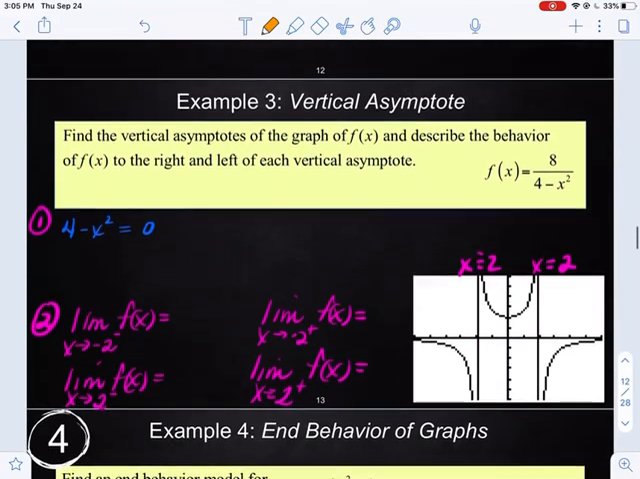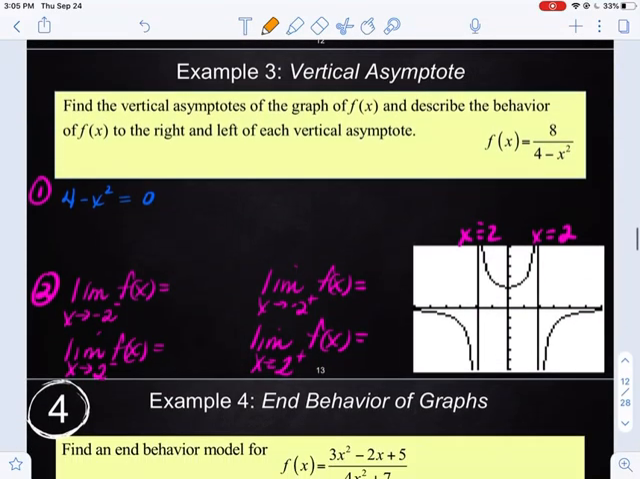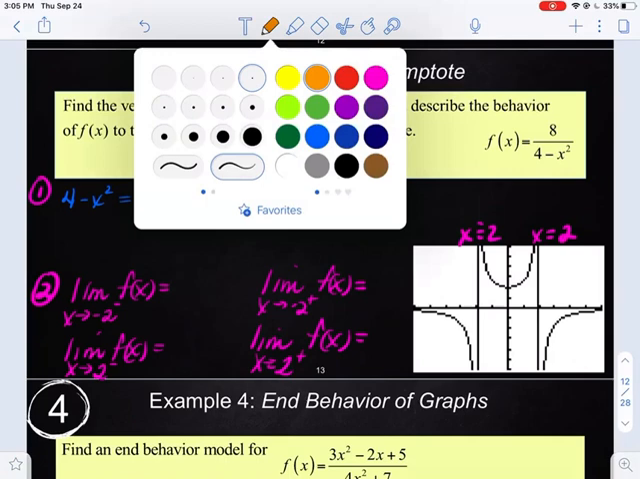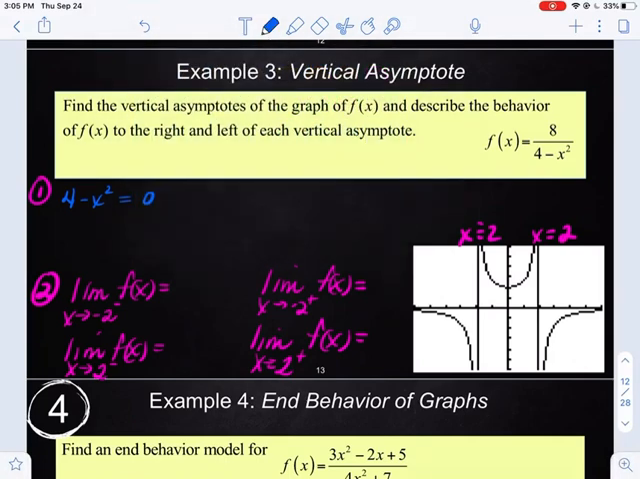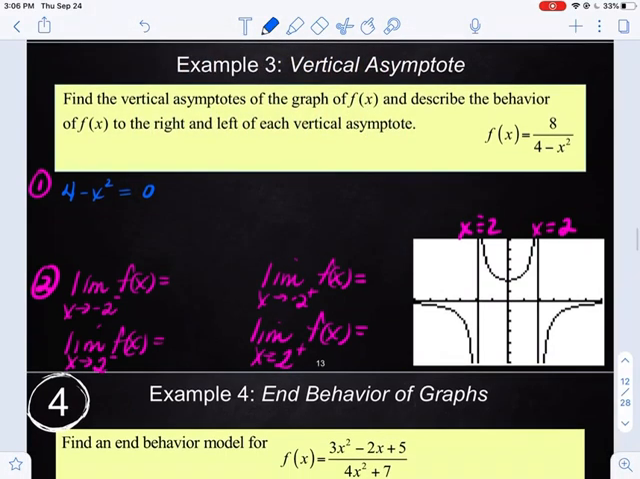Okay, so now example 3 talks about vertical asymptotes. So if we want to find the vertical asymptotes of a graph of f of x and describe the behavior of f of x to the right and left of each vertical asymptote, first thing I'm going to do is take a look at it and say, well, I know it has to do with where the function is undefined.